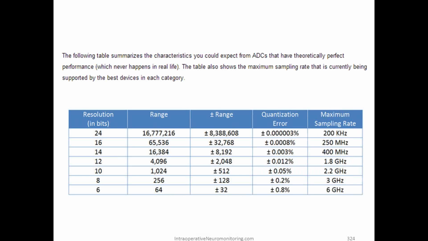The following table summarizes the characteristics you could expect from ADCs that have theoretically perfect performances, which never really happens. The table also shows the maximum sampling rate currently supported by the best devices in each category. So these are some of the similar numbers that we went over. Remember, the resolution in bits is what we're mostly talking about as numbers to memorize. Don't mess around too much with the range, but you should be familiar with 12 and 16 going straight across. Those numbers might pop up.